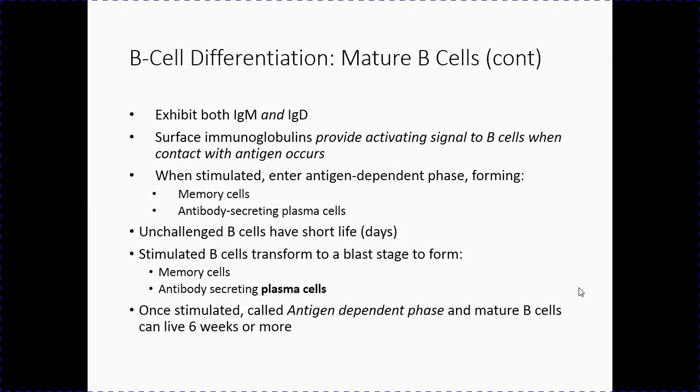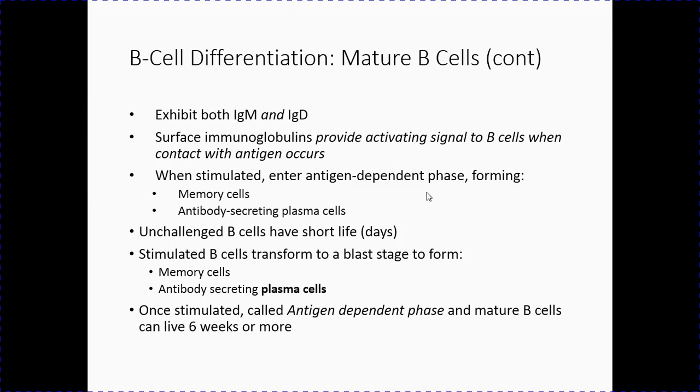Mature B cells are activated when they come in contact with an antigen, a foreign antigen. And once they are stimulated by that antigen, if they enter that antigen-dependent phase, here they form memory cells. They produce antibody-secreting plasma cells, and they start to have a longer life. Unchallenged B cells have a very short lifespan, just days, but the stimulated B cells transform into a blast phase where they can produce, again, memory cells or start to secrete antibody as plasma cells.